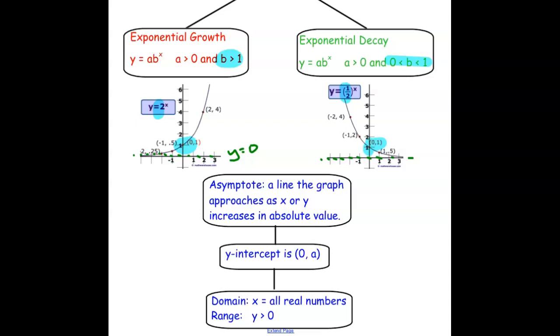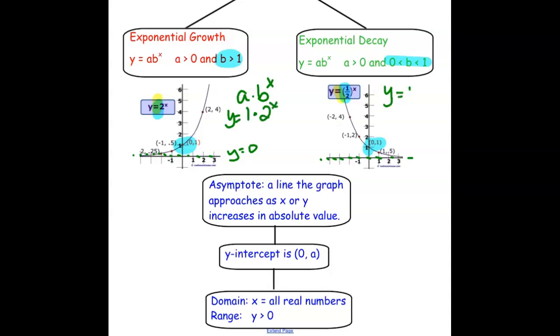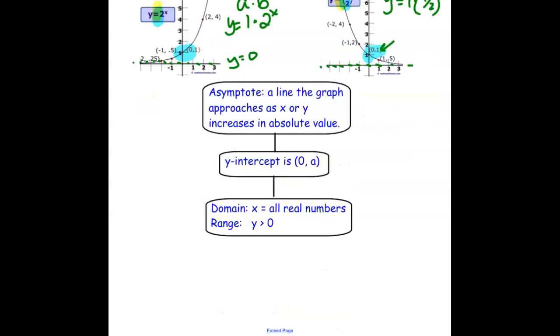And our y-intercept, in the two pictures we have on this page, notice that our a value was a 1. There was nothing extra in front. So when we had that equation, a times b to the x, this one is just y = 1 times 2 to the x, or y = 1 times 1/2 to the x. Our a value is just a 1, and that was our y-intercept. So if we put a different number in there for a, our y-intercept is going to change as well.